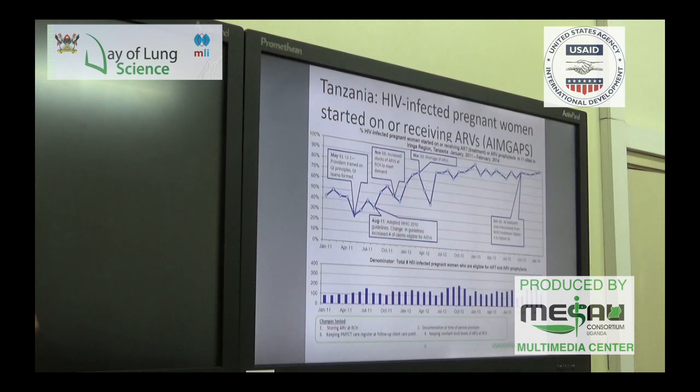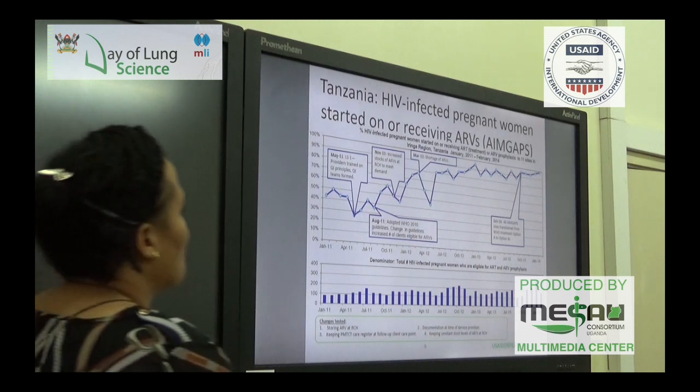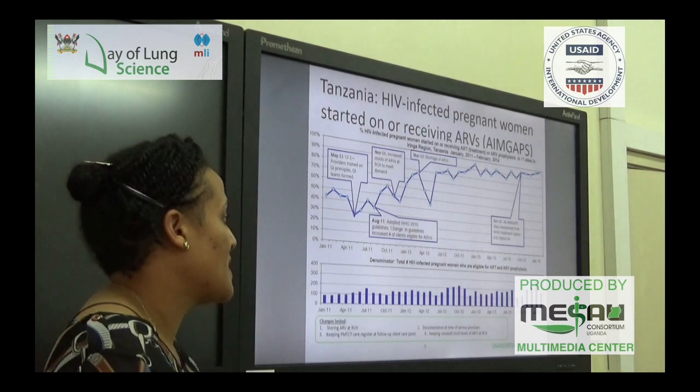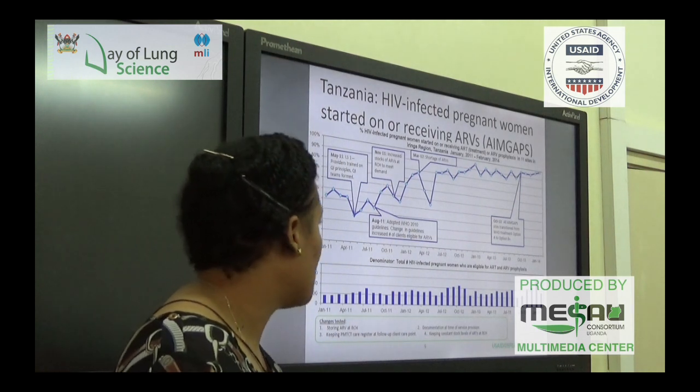Elsewhere, this is just a simple example. This is normally how we would show QI work. In Tanzania, again, quality improvement was used to get more women started on ARVs. And my examples are mainly from the HIV field, because that is where we have done a lot of work, and I think HIV has embraced this concept a lot more.